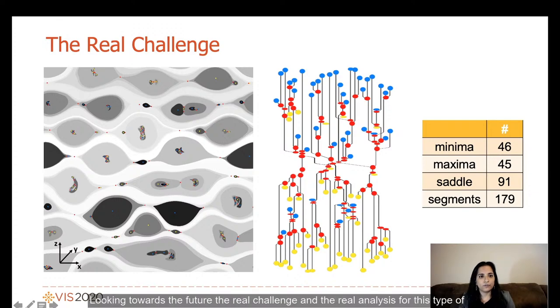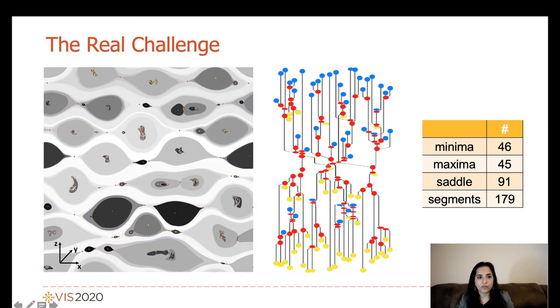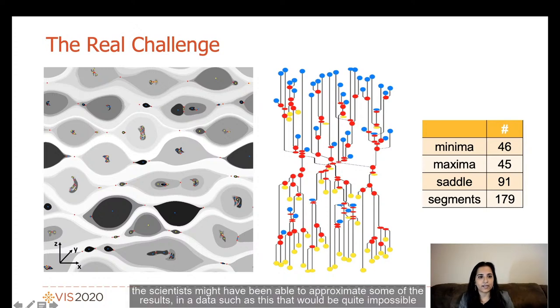Looking towards the future, the real challenge and the real analysis for this type of visualization is the application of the topological segmentation to more complicated data such as this. This is an 8 current sheet data, and we can clearly see the complex nested structure and the hierarchy of the data. Whereas in the previous data, the scientists might have been able to approximate some of the results. In data such as this, that would be quite impossible.